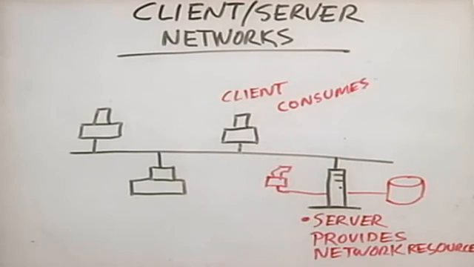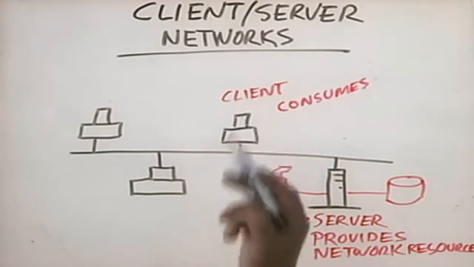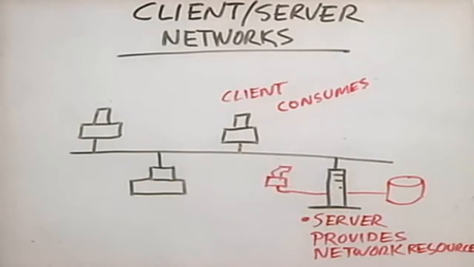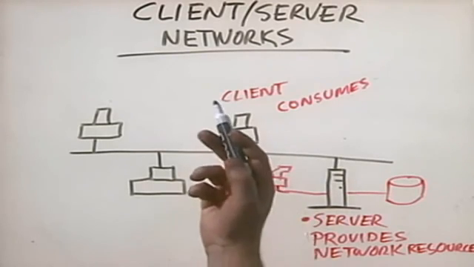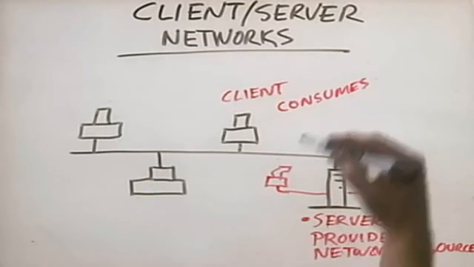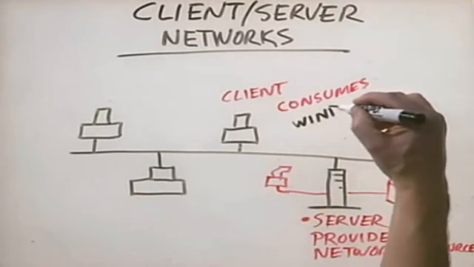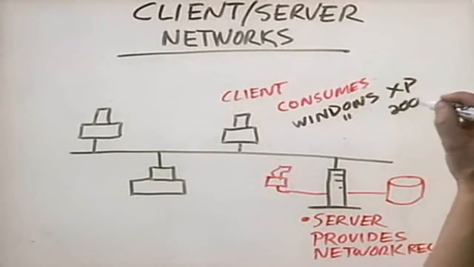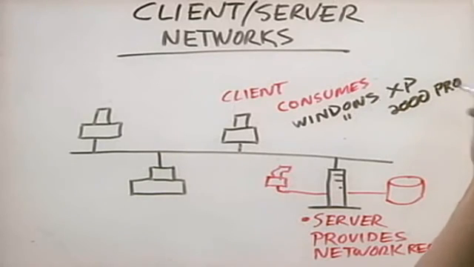Now, to do that, we have different operating systems implemented. Recall, with a peer-to-peer network, everybody had the same operating system. Not so in a client-server network. Client workstations have generic operating systems that provide functionality such as being able to run applications, to do word processing, spreadsheets, etc., and software that allows them to connect to the server. Examples would be Windows XP, maybe Windows 2000 Professional. Those are client workstation operating systems.